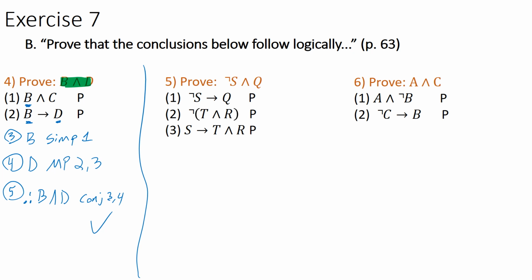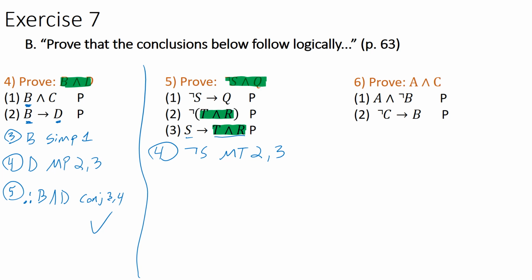For 5, we want to prove not S and Q. So let's see what we have here. We have two conditionals, and we also have a negation of a conjunction. But notice that this negation is applied to T and R, and T and R appears as the consequent of a conditional. So we do have modus tollens for line 4, because we could deny that consequent, we could deny the antecedent, so we get not S by modus tollens with sentences 2 and 3.